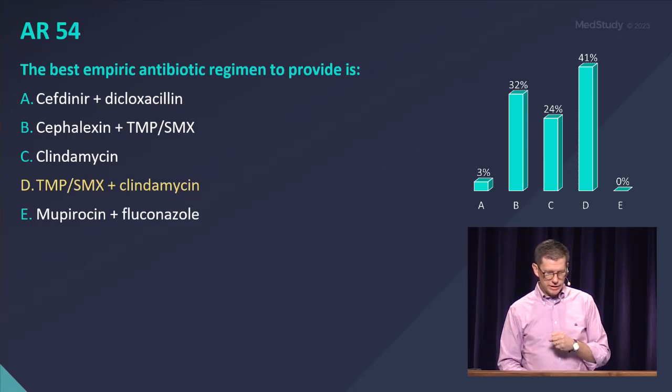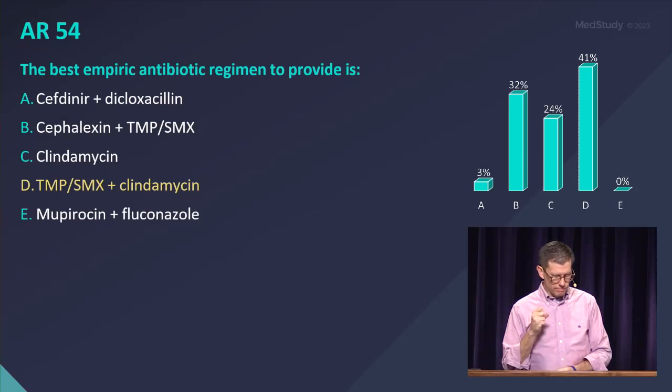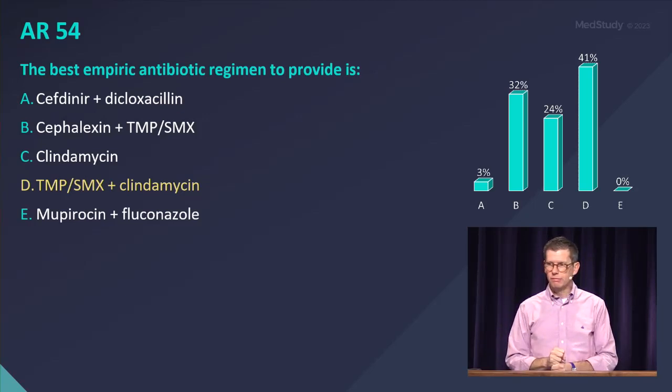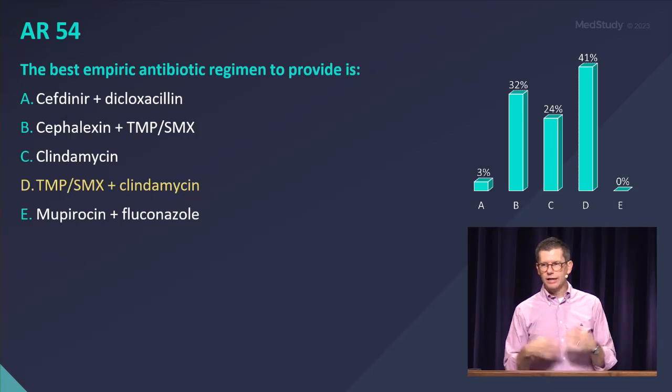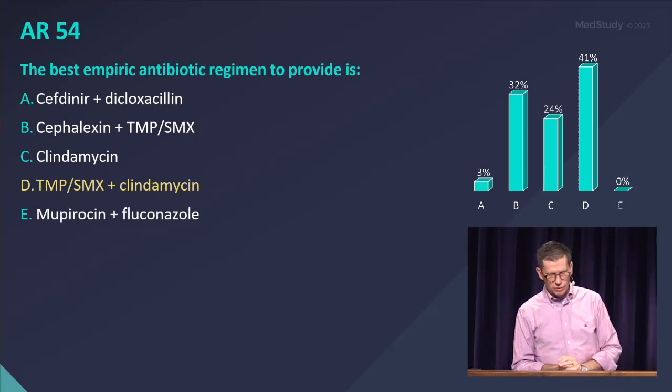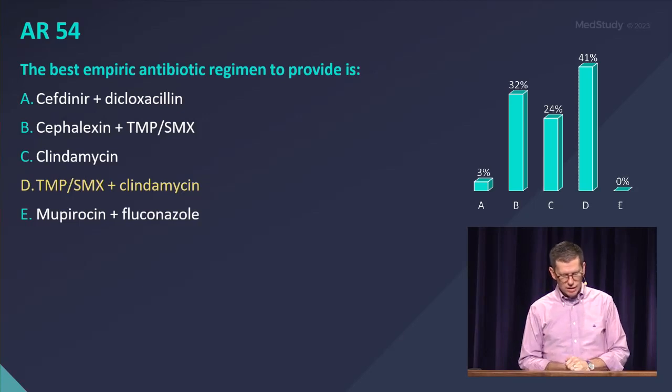All right, so the answer is TMP-SMX plus clindamycin. And so what if this kid did not have a penicillin allergy? What would you give him? Yeah, so amoxiclav, right? But the boards know you know that, and that's an easier question than giving somebody a penicillin allergy and you can't use it. So the treatment of choice for this one would be TMP-SMX plus clindamycin.